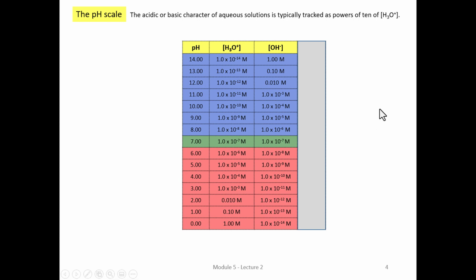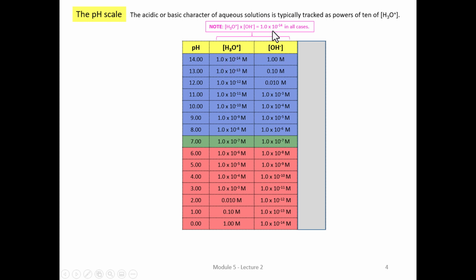Now, right next to the hydronium ion concentration is the hydroxide ion concentration. And you'll notice in every double entry in this table for hydronium and hydroxide, if you take the hydronium ion concentration and multiply it by the hydroxide, it always comes out to be 1 times 10 to the minus 14. Example, 1 times 10 to the minus 14 times 1 is 1 times 10 to the minus 14.